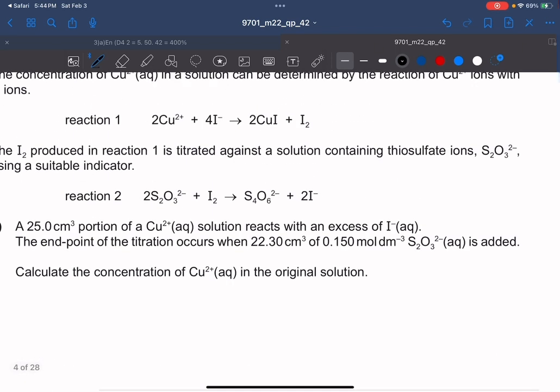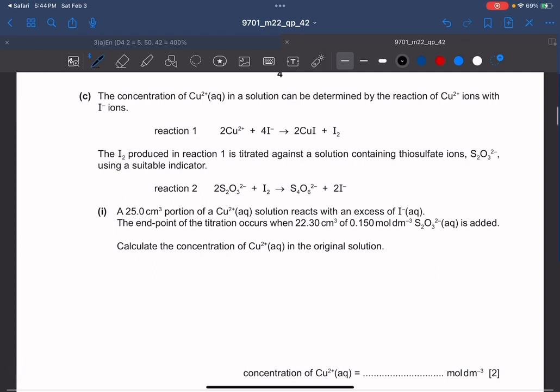All right. So on to the next. Wow, this is a long question. The concentration of Cu2 plus can be determined by reaction of Cu2 plus with I minus. The I2 produced in reaction 1 is titrated against a solution containing thiosulfate. So this is actually a question that is quite common in paper 3, the practical part of AS. If I'm not mistaken, this is called iodometry. I can't really remember. But basically this is a titration, and in titration questions you have to be very, very careful. So we're going to check the question very slowly here.